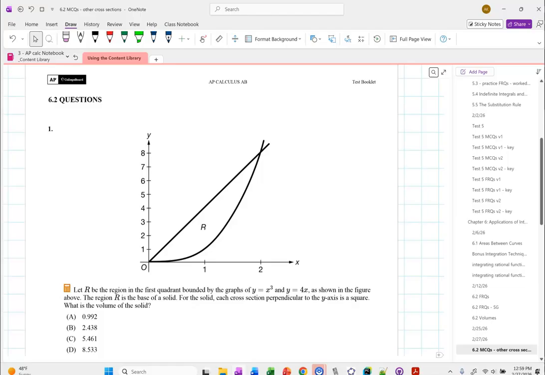So this says, let R be the region, the first quadrant, bounded by the graphs of y equals x cubed and y equals 4x. As shown in the figure above, the region R is the base of a solid. For the solid, each cross section perpendicular to the y-axis is a square. What is the volume of the solid?